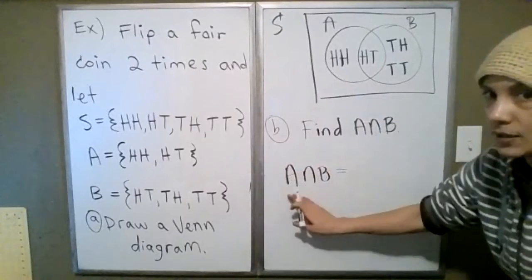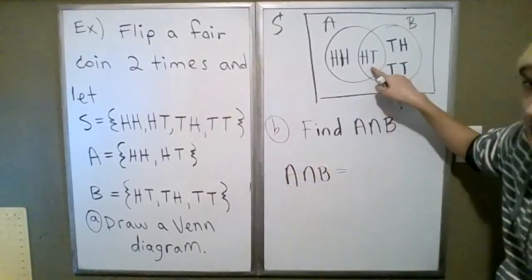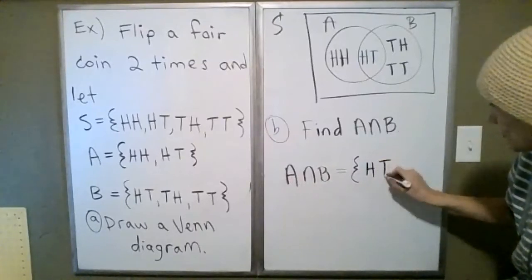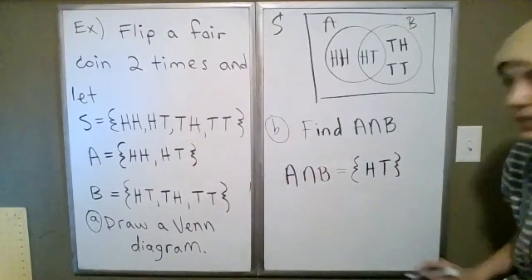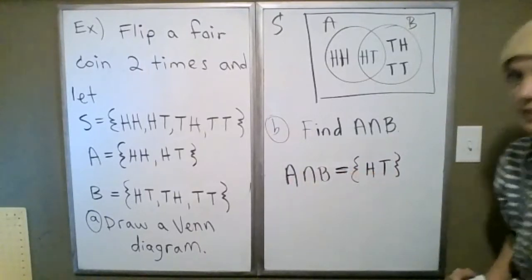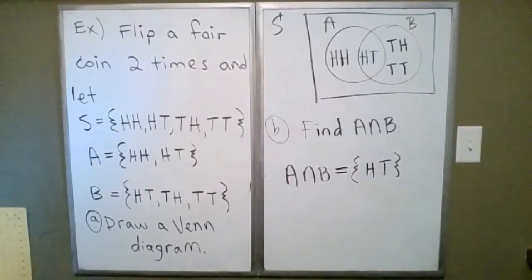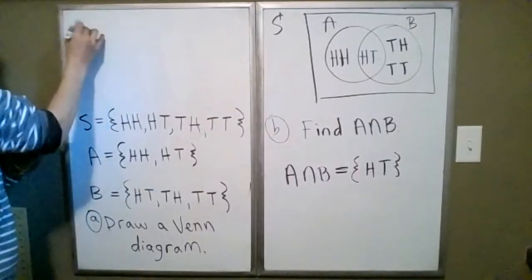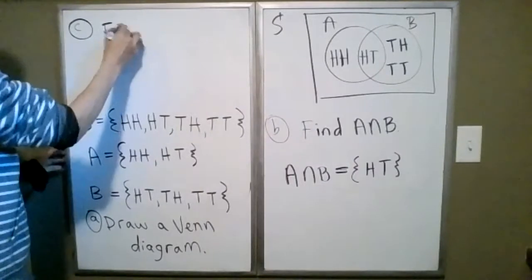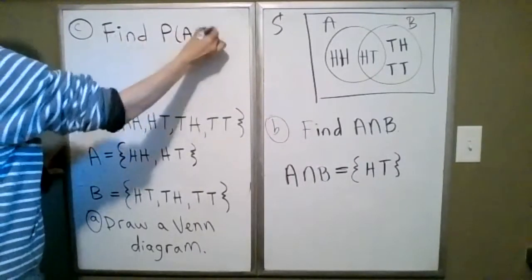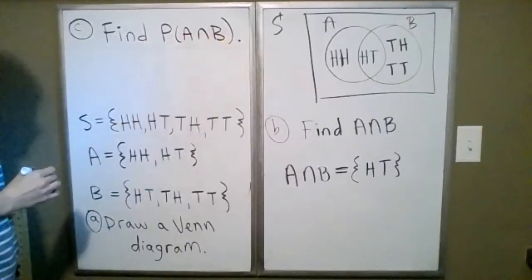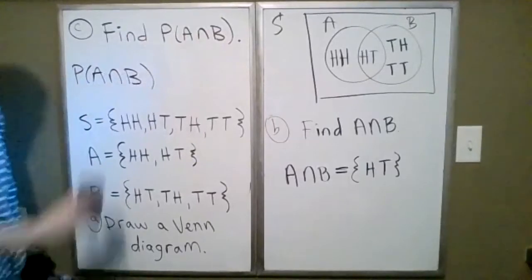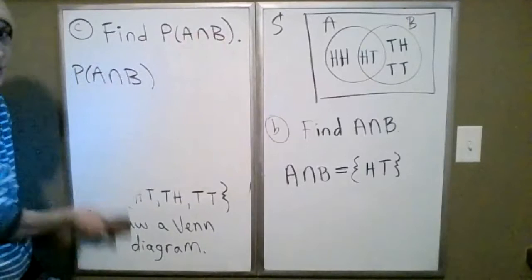A intersect B is the set of elements in both A and B, which is that element right there, HT. Next, get the probability of A intersect B. For the probability of A intersect B, we're using the definition. You find the number of outcomes in A intersect B, divide by the total.